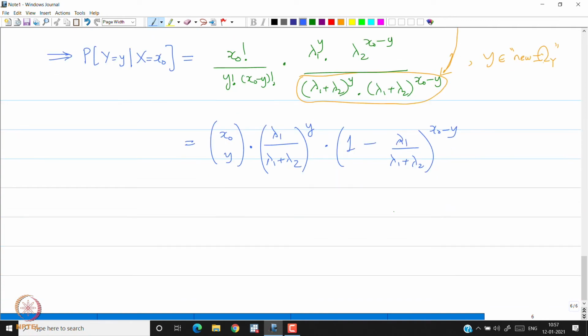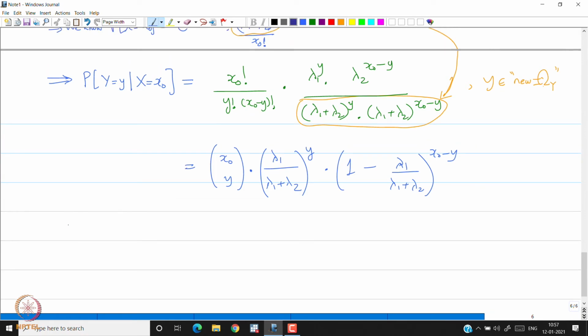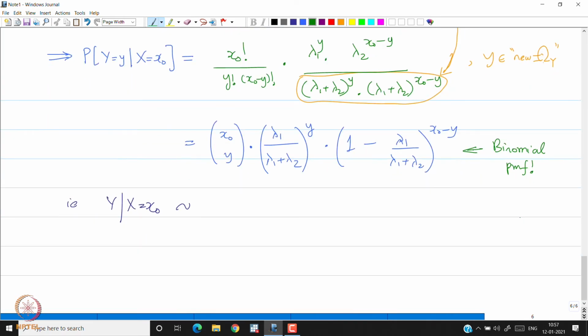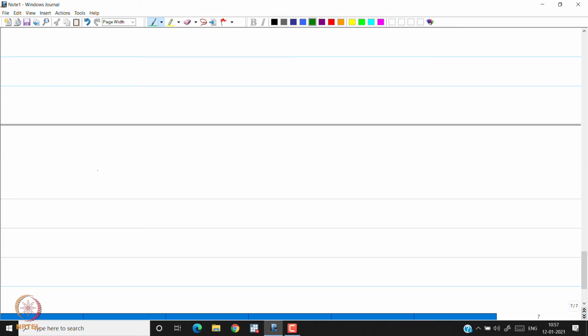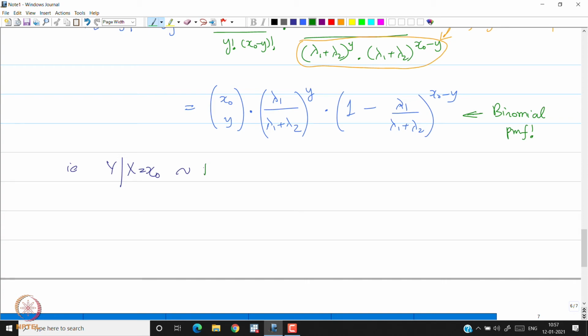So you can see clearly that y given X equal to x naught is a binomial distribution. It is clearly a binomial PMF, and y given X equal to x naught is clearly binomial with parameters x naught and lambda 1 divided by lambda 1 plus lambda 2.